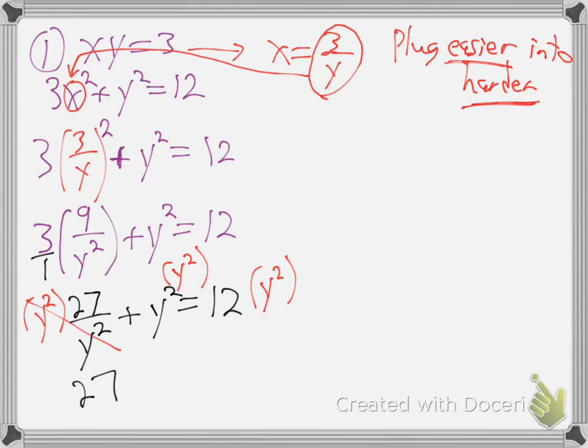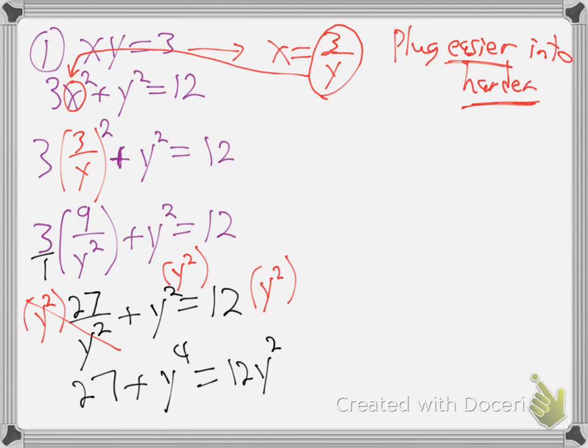So I get 27. And what's y squared times y squared in the middle there? Y to the 4th, right? Powers add, right? And this is 12y squared. We good to there? Got rid of the fraction, so that's nice. Now what? Bring y squared to the other side.